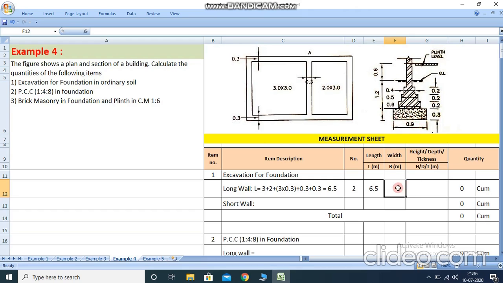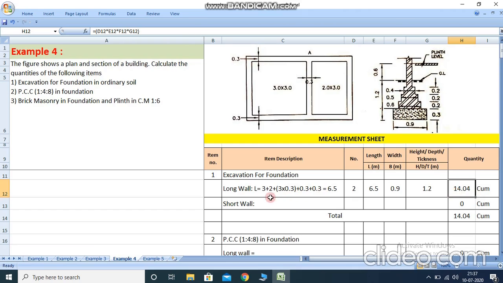So here the width is 0.9, and the height, from the bottom of the PCC work to the ground level, is already given in the section. So the height or depth of the excavation is 1.2 meter. Now the multiplication of 2 multiplied by 6.5 multiplied by 0.9 multiplied by 1.2, we got the answer 14.04 cubic meter. So it's the long wall excavation. Clear?